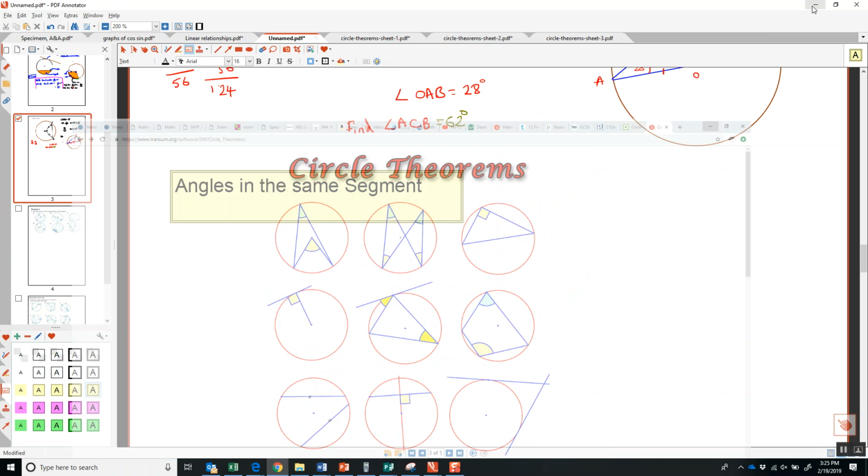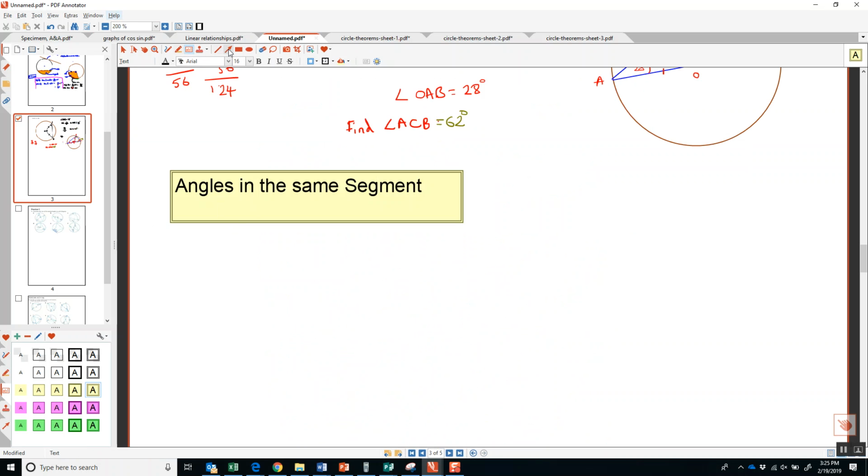All right, so your angles in the same segment. I'll come back to that in a second. Draw out your triangle. Put in our center point.